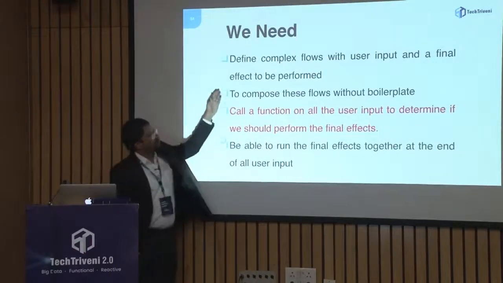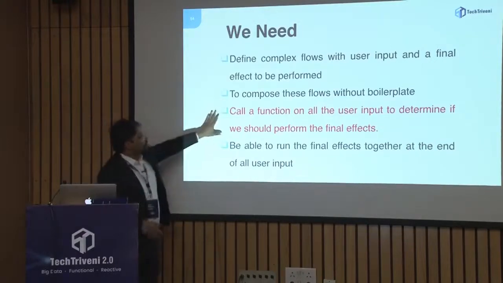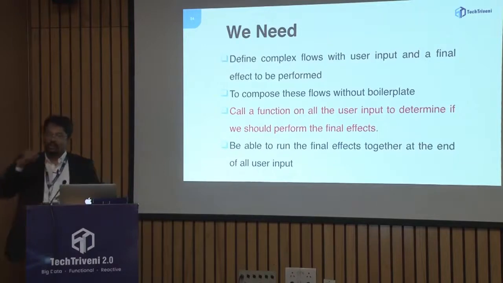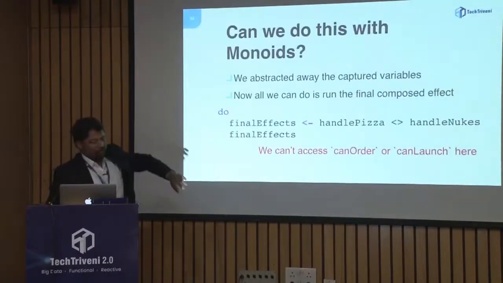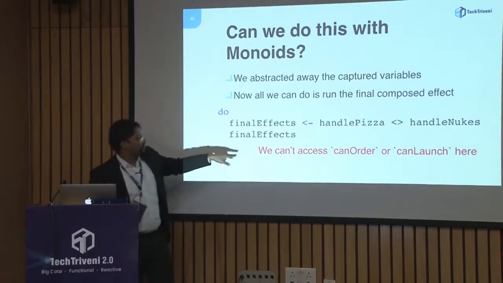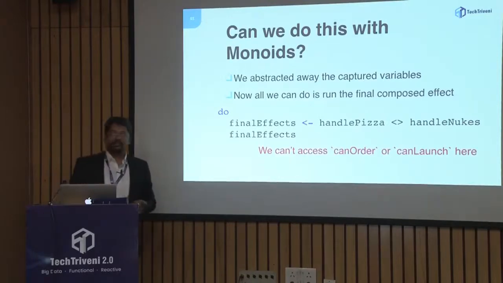We want, again, the same things. We want to be able to define flows separately, join them together, with minimal boilerplate. We also want to be able to call a function before performing an effect to decide whether or not to perform the effect. All right, so we can't do it with monoids. I can tell you right now we can't do it with monoids because the captured user input, which was inside the closure, cannot be accessed outside it, right? So that's the problem with the solution we had earlier.